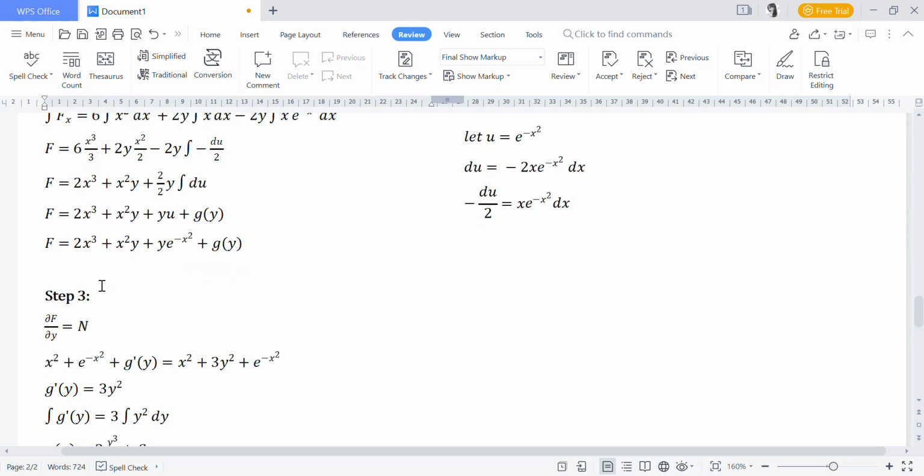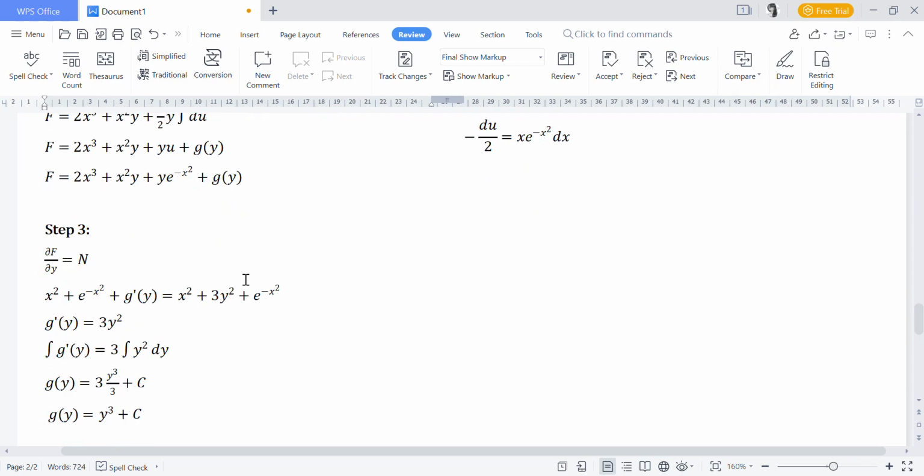Now we have the equation 2x cubed plus x squared y plus y. Then return the true value of this u, which is e raised to negative x squared, plus g of y.